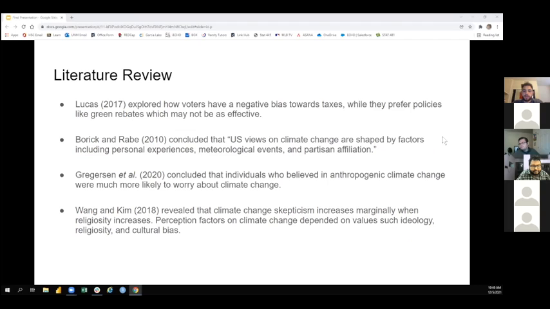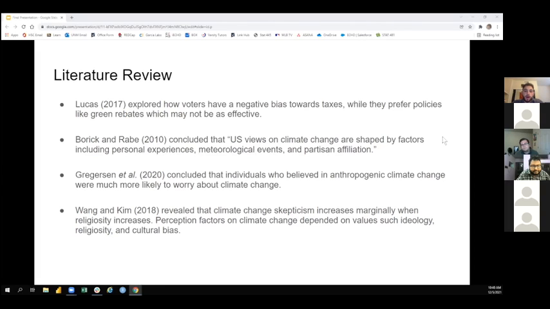As part of this research project, we conducted a literature review that revealed that voters do have a negative bias towards taxes in general and tend to prefer items like green rebates, although they may not be as effective. That in itself is kind of a detriment to support for carbon tax policies in general from voters.